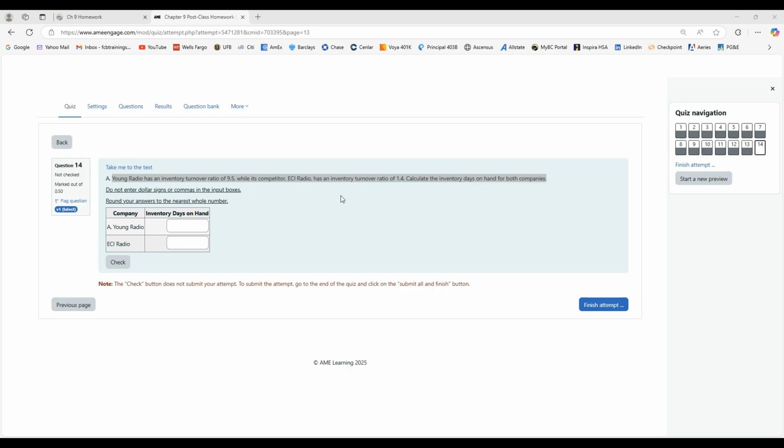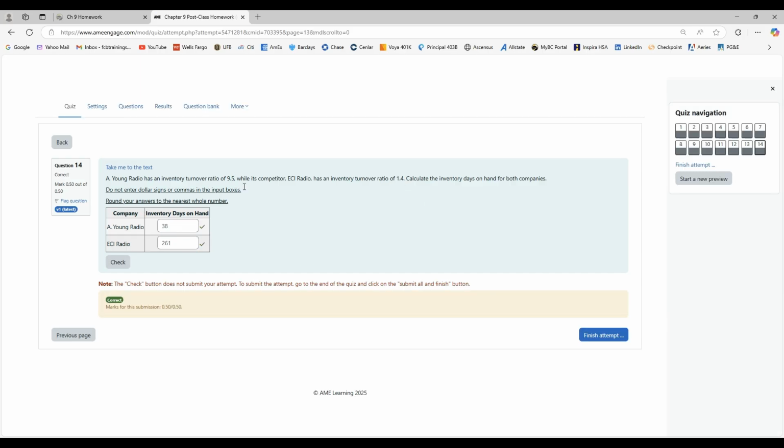To get that number, we're taking our cost of goods sold divided by average inventory. Then to get the inventory days on hand, we take 365 days divided by the inventory turnover ratio. So in this instance, 365 divided by 9.5 for the first company. Round your answers to the nearest whole number. So I think 38 and 261. So 365 divided by 1.4. Yeah, so no decimals is basically what it's saying.